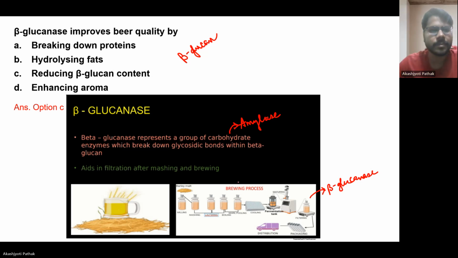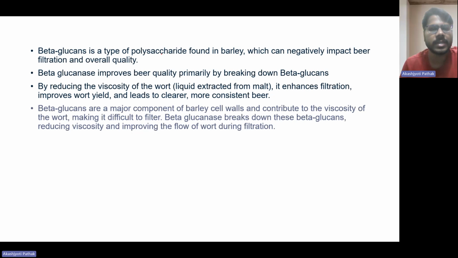Okay. So beta glucan is a type of polysaccharide which is found in barley, which can negatively impact beer filtration and overall quality. Basically, as amylose is a polysaccharide, similarly beta glucan is a polysaccharide, and it is mainly present in barley.